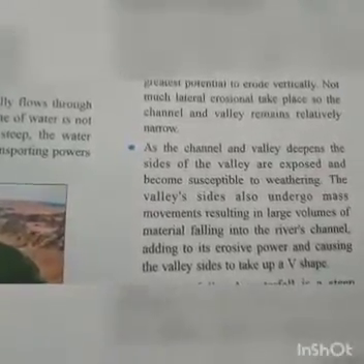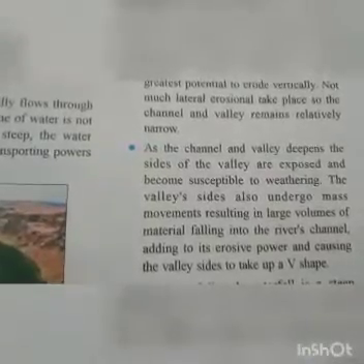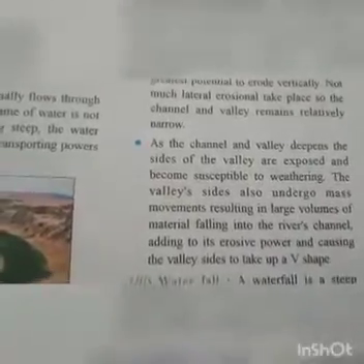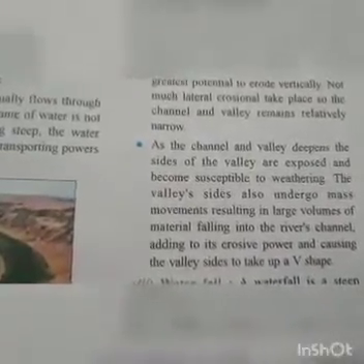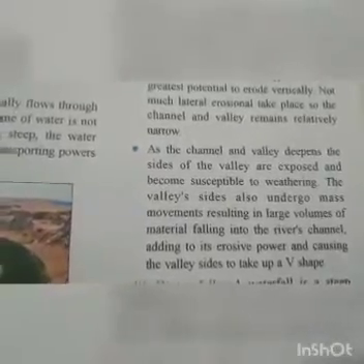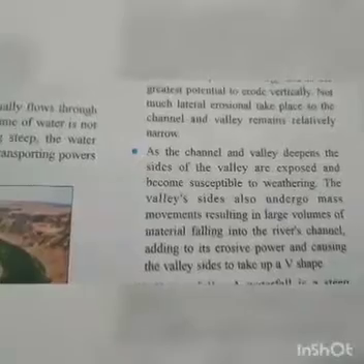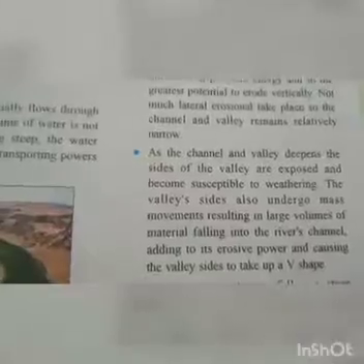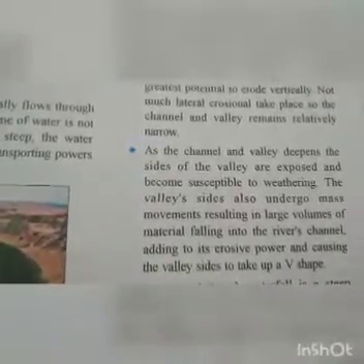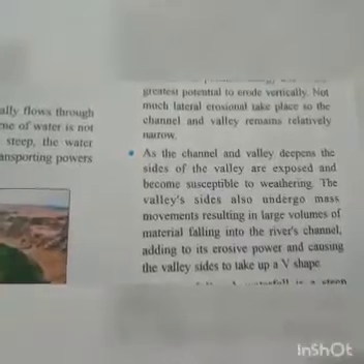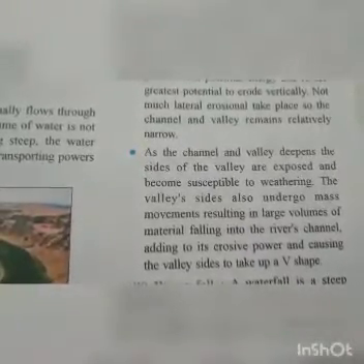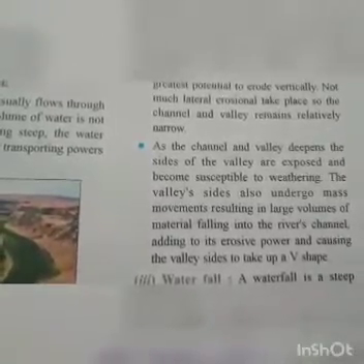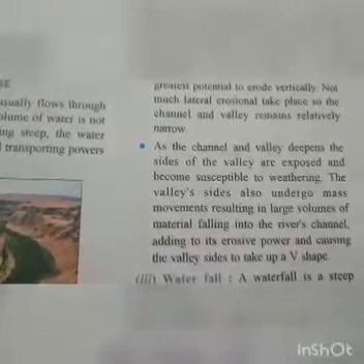So the reason for the V shape is, as the valley deepens, the sides of the valley are exposed, and exposed means they are much prone to weathering, right? So the sides also undergo mass movement. Mass movement means it's a flow of soil, right? So resulting in a large volume of material falling into the river channel and adding to its erosive power and causing the valley sides to take up a V shape, right?